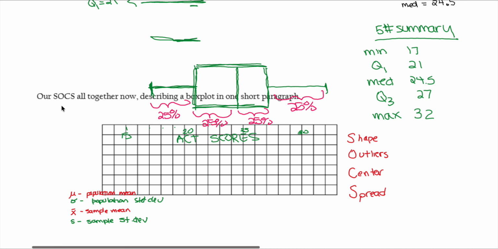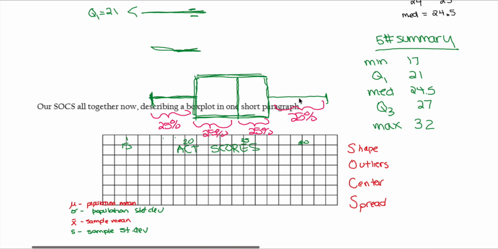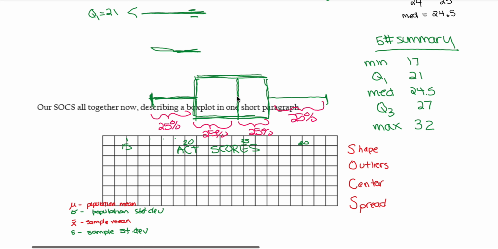So our SOCS all together now: describing a box plot in one short paragraph. We know from the previous lessons we drew the stem plots for the ACT exam, right? So in here we're going to change it to a box plot, which requires basically 4 components. It divides these 4 parts into 25% each.